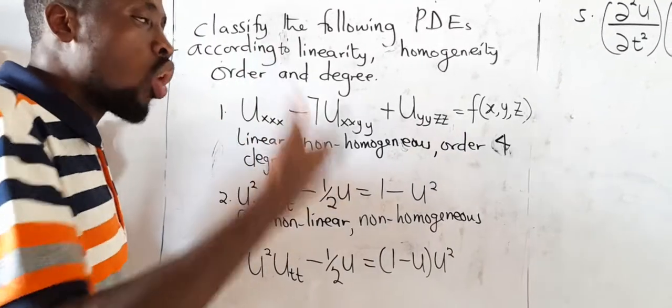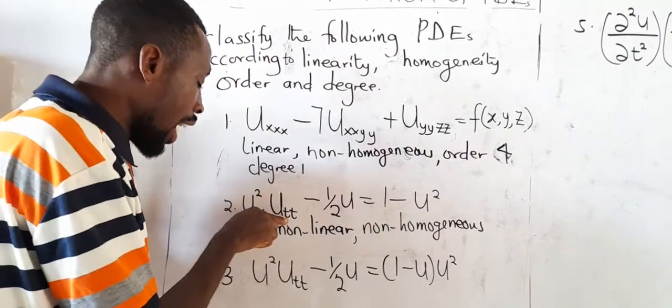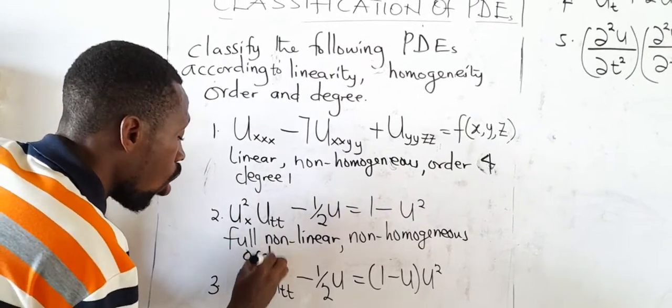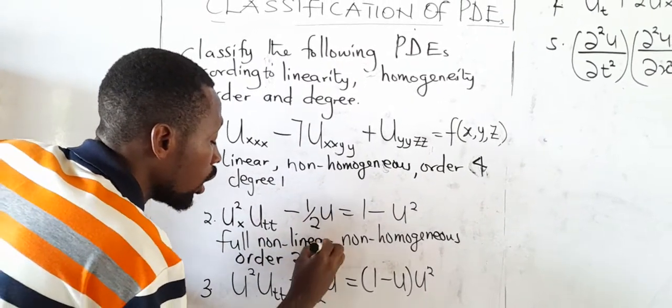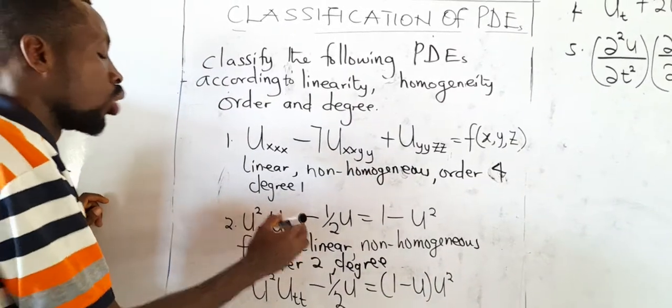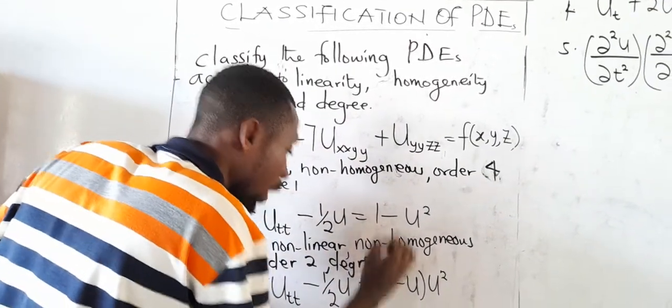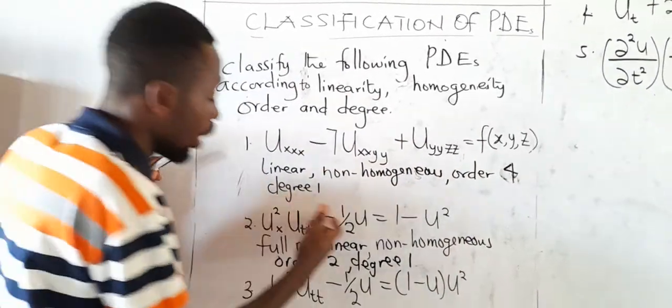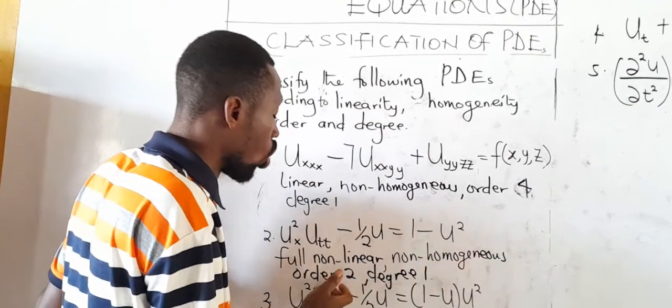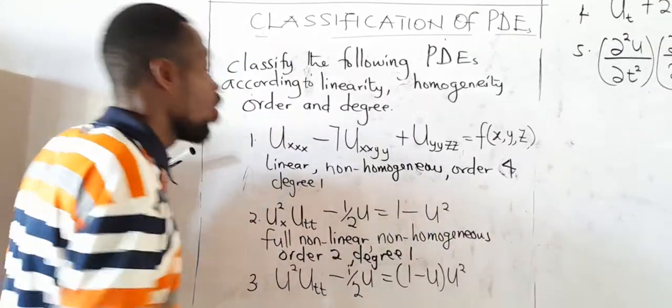The highest order partial derivative here is 2, so we say order 2. Then what is the degree of the highest order partial derivative? The degree is 1. So we said this partial differential equation is fully non-linear, non-homogeneous, order 2, degree 1. I hope you get that.